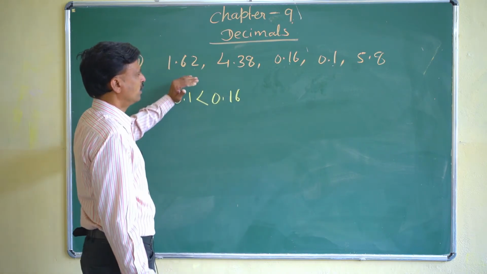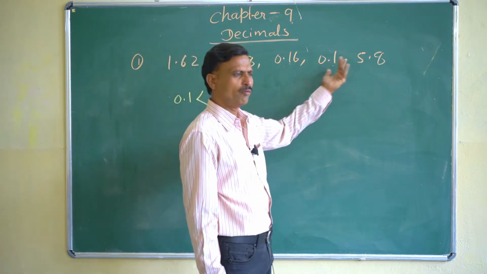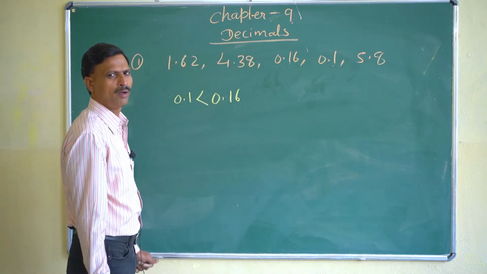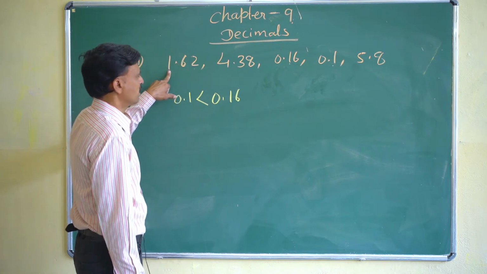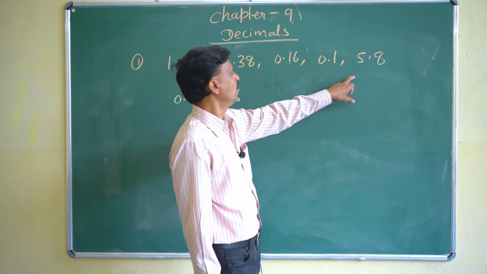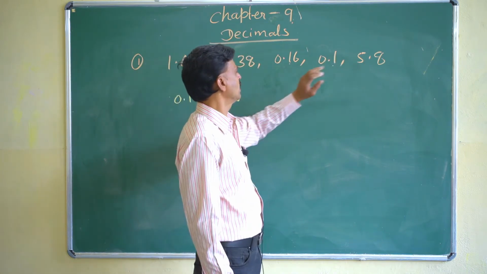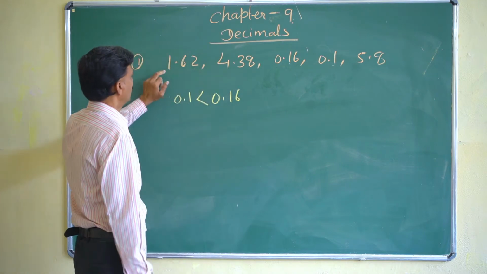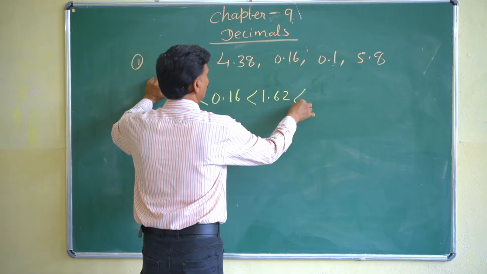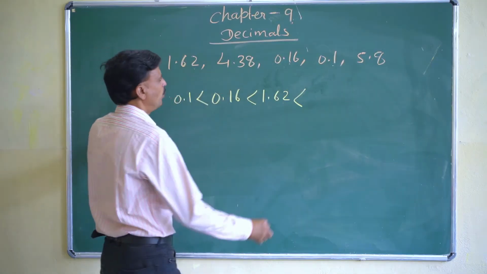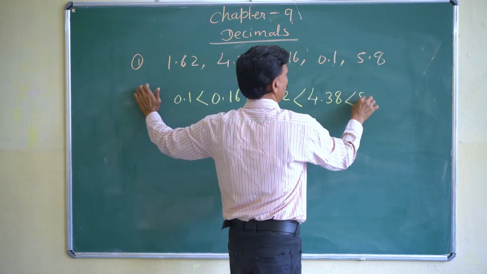After that, 3 values are left: 1.62, 4.38, 5.8. From the whole number part only we are able to know which is greater. The whole number part here is 1, this is 4, this is 5. Among these 3, this will be the smallest, then more than this will come 4.38, and more than this, that is 5.8.